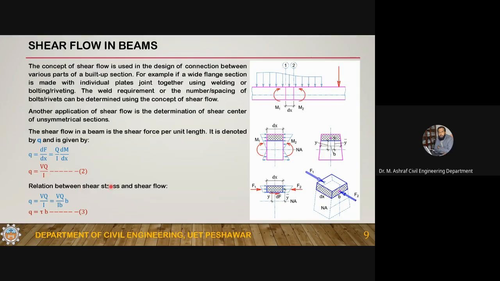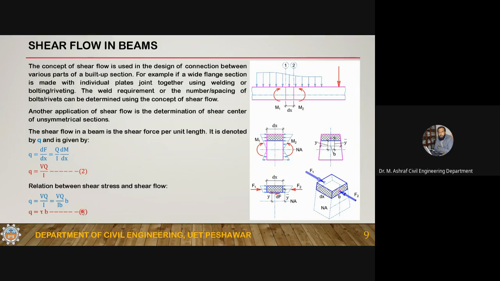Okay, so what is the relation? Then you can see that the shear flow is VQ by I, so you can write it as VQ by IB into B. You divide it and multiply with B. Since this is equal to tau, so q is equal to tau into B. Okay, so this is a simple relation. So both of them, the shear stress and the shear flow, are the same quantities. The only difference is the width of the beam. If you multiply the shear stress with the thickness of the beam, then you will get the shear flow.